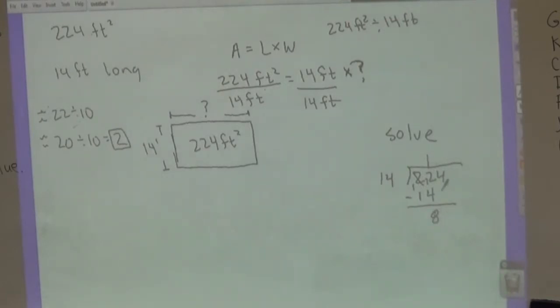And we'll bring down the 4. How many groups of 14 can we make out of 84? So we're going to do another estimate over here. So 84 divided by, we're going to round this to its nearest. Well, it's going to go to 10 again. Let's see what happens with this. We round this. We're going to want to take this to what number to make it easily divisible by 10? 80 divided by 10 equals 8.